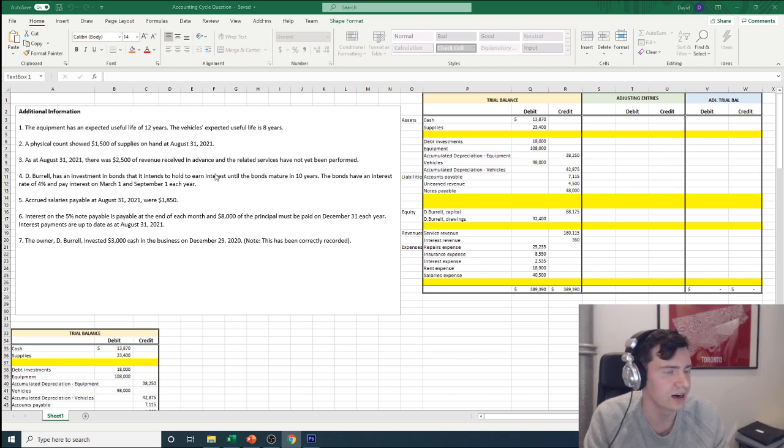So what we're doing here is we're going to be reporting some adjusting entries, and then we're going to be moving on to preparing a trial balance, and then an adjusted trial balance with the adjusting entries that we've completed, and then creating financial statements with them.